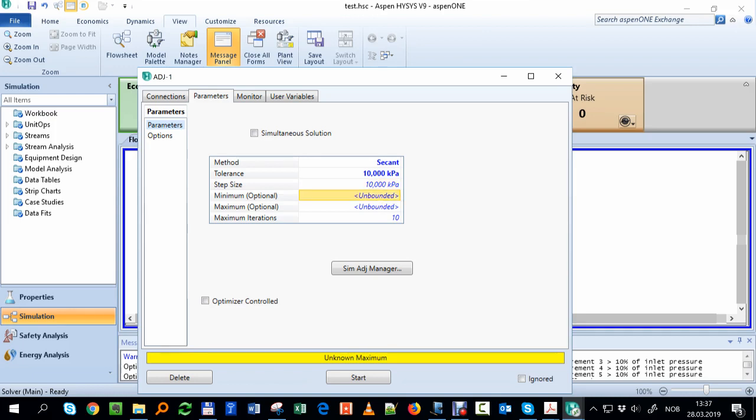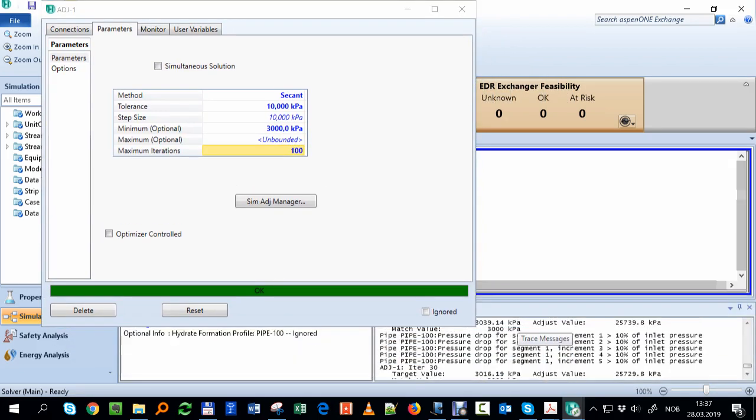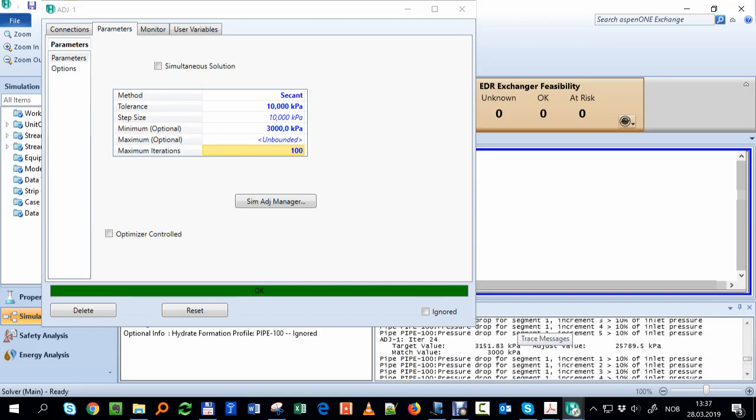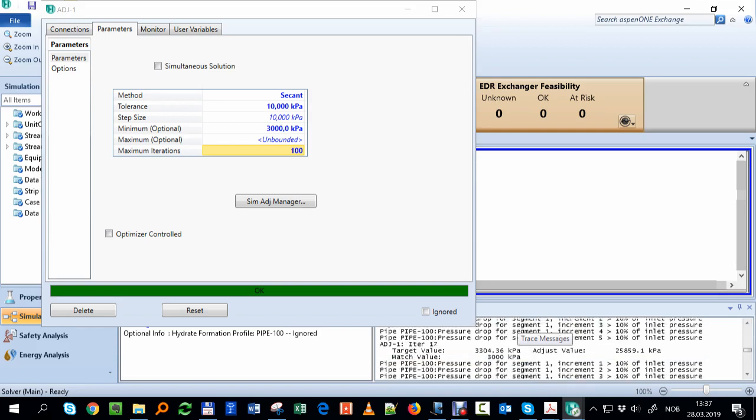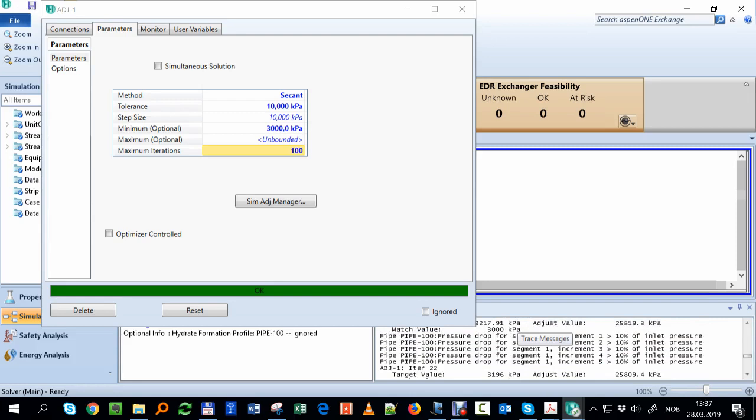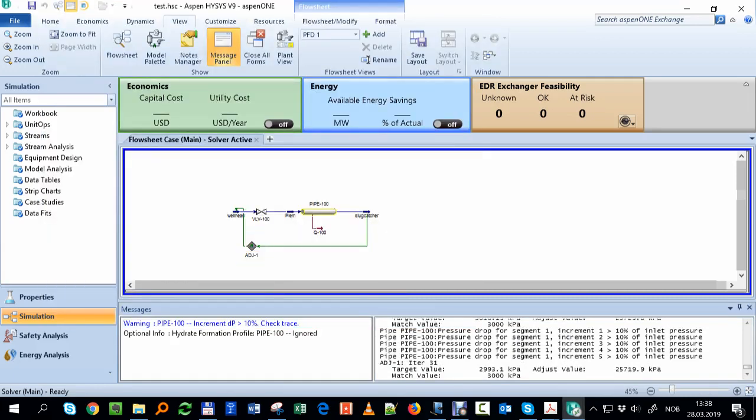Minimum of that pressure: we know it has to be bigger than 30. Maximum I have really no idea. Number of iterations, I'm not sure, let's increase it, let's put 100, and then start. It finished. Here it shows you the iterations it made: it did 32 iterations, from the starting value of 260 all the way to the solution, which is 257.